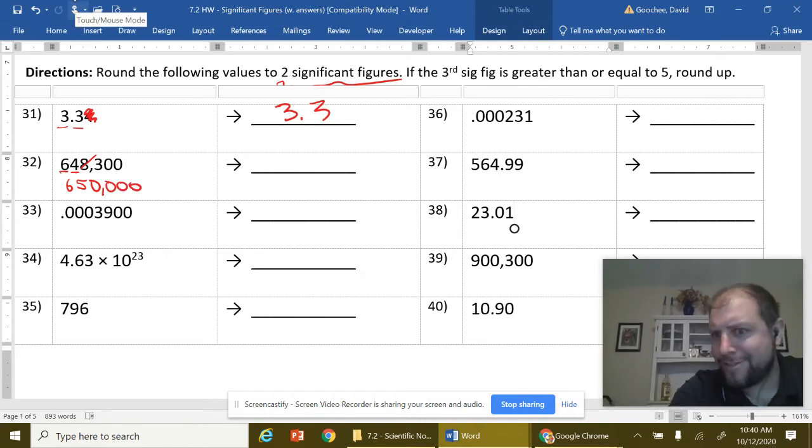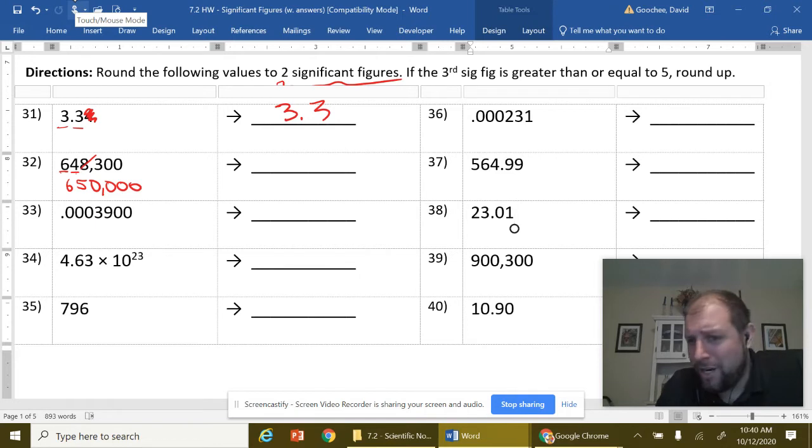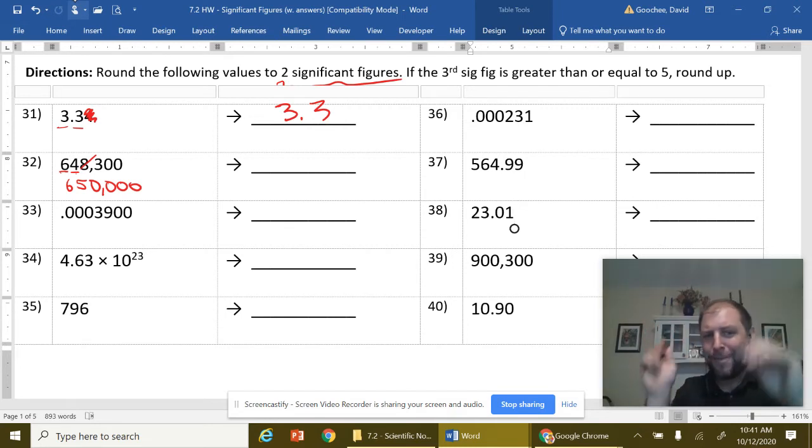This doesn't round to 65, right? In no universe does 648,300 round to 65. It rounds to 650,000, okay? That's like saying, Mr. Gucci, you owe me $1,129, and I'm like, well, let me just round that to two significant figures. 11. Here's $11. Like, no, Mr. Gucci, that's not what you owe me. All right, so you got to make sure that the numbers keep their values. You're just rounding, keeping their essential values.